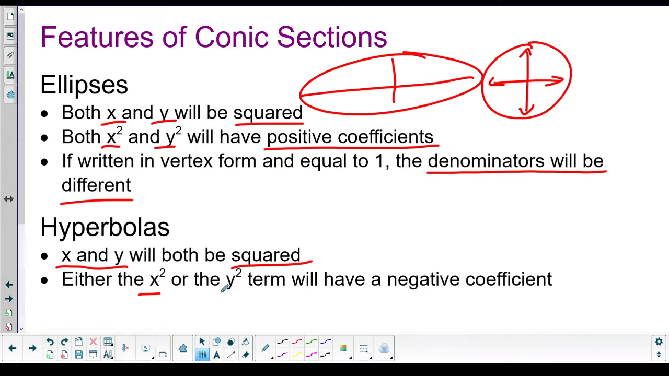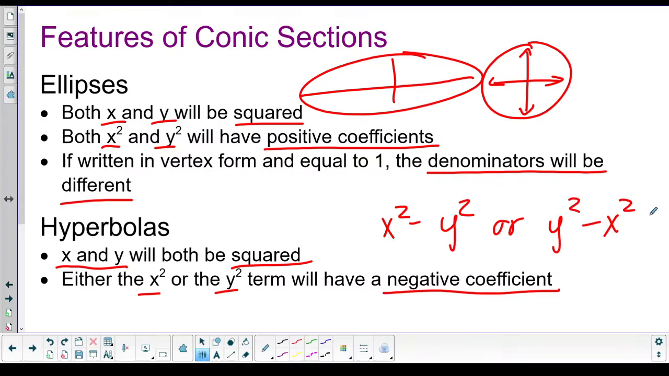And the x or the y term will have a negative coefficient. Only one of them. So we might have x squared minus y squared, or we're going to have y squared minus x squared. Usually the negative one will come second.